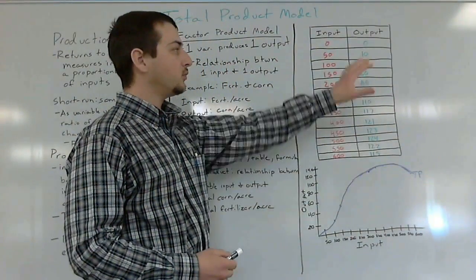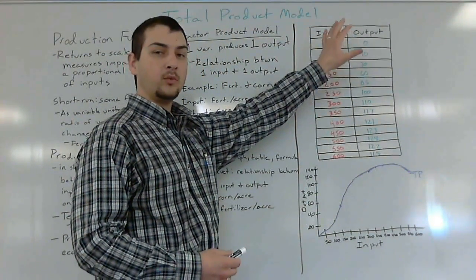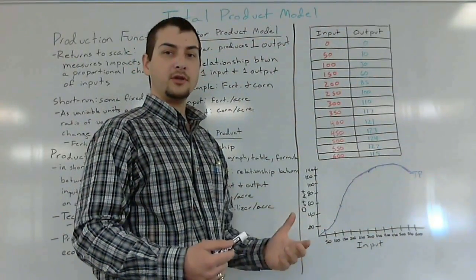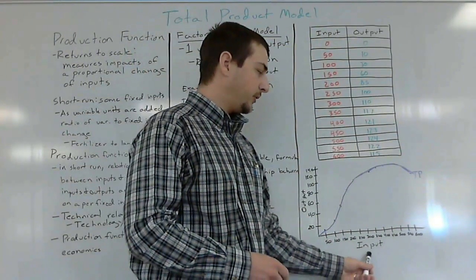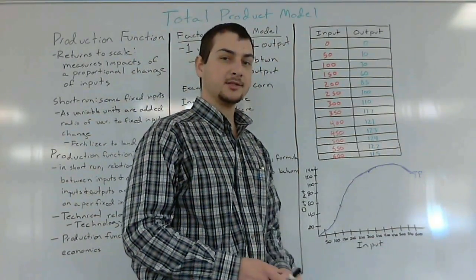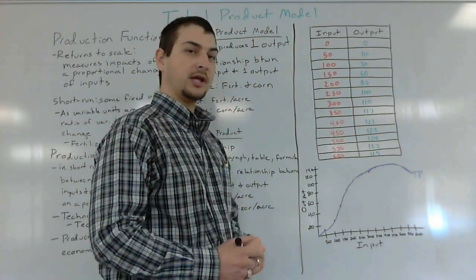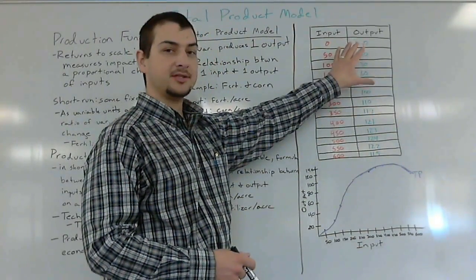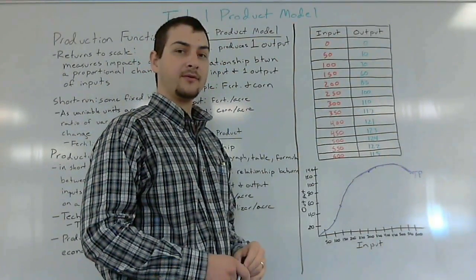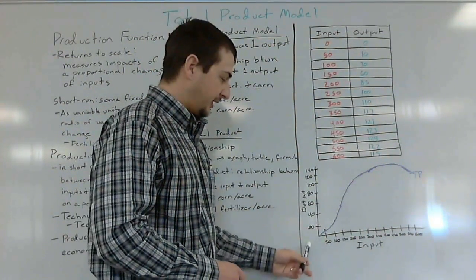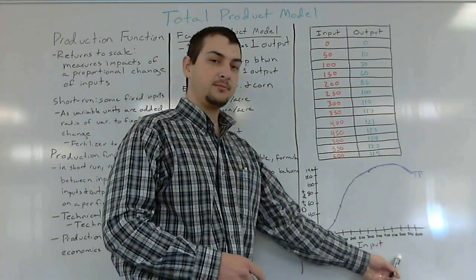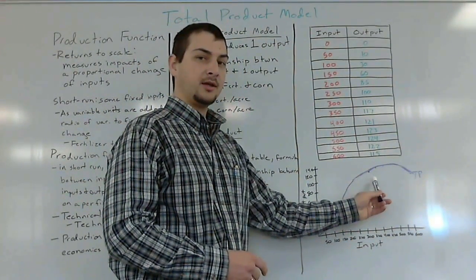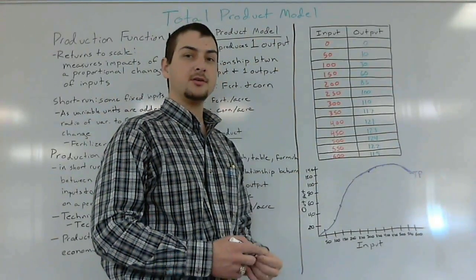So if we have this table right here, we then turn around and take this table and put it into a graph. If we look at this graph, we see that input is on the horizontal axis and output is on the vertical axis. Then we went ahead and plotted all the points, and we just basically took this table and put it into a graph. What we see is that as we increase the amount of inputs, the output will increase in the beginning, kind of level off, and then eventually decrease.